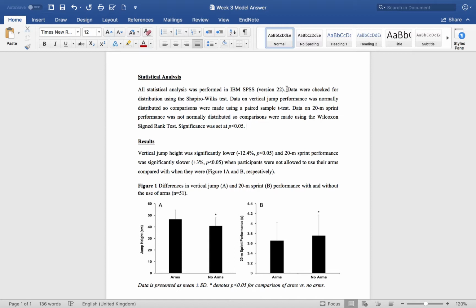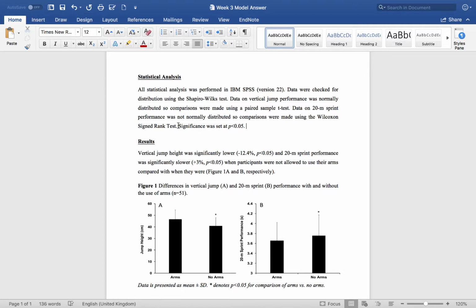So as you can see here, data were checked for distribution using the Shapiro-Wilk test, and then based on that you decided which particular test you were going to apply. So data on the vertical jumps we found was normally distributed, so we could use the parametric test, which was a paired samples t-test, to make the comparisons between vertical jump performance with and without arms. The data on the 20-meter sprint performance was not normally distributed, so we had to make the comparisons using the non-parametric test, which was the Wilcoxon signed rank test. So you just state to the reader exactly what procedure you followed, and there it is.